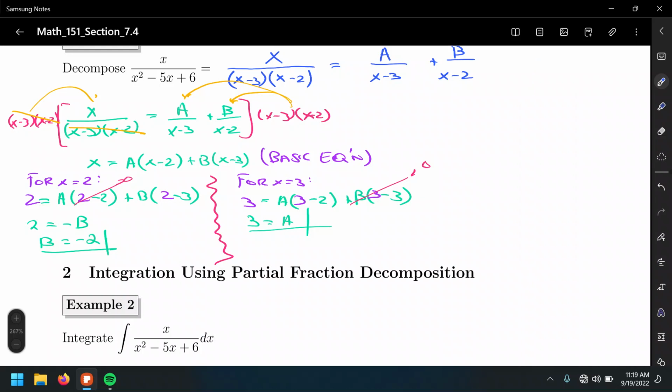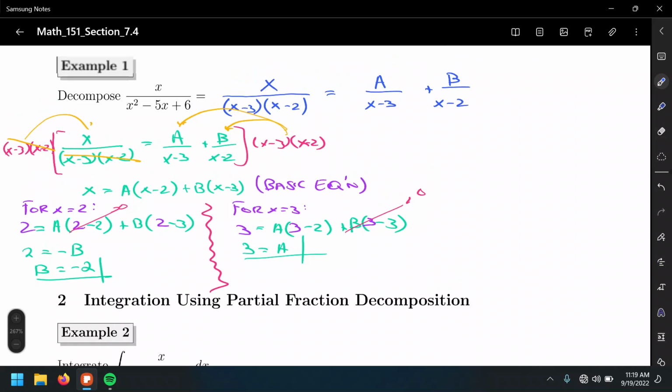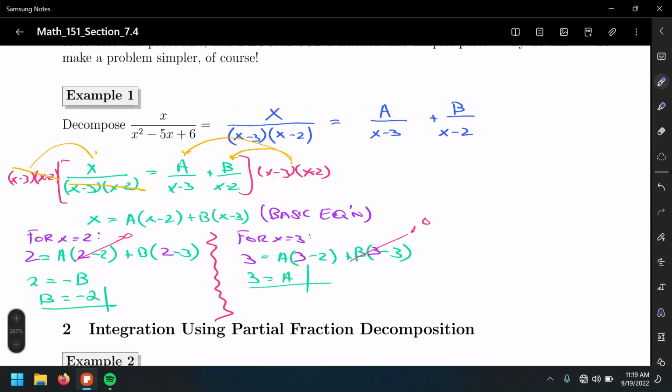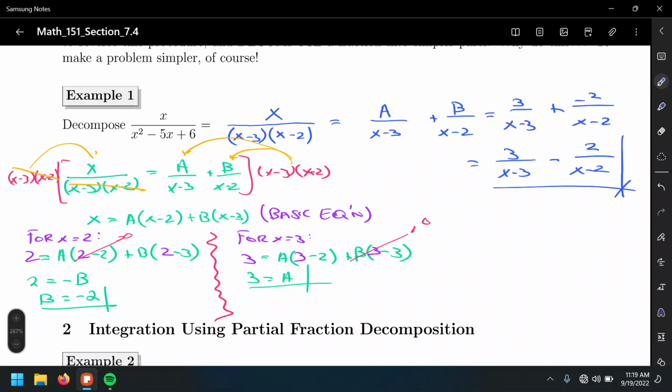So we found the constants a and b that give us this partial fraction decomposition. So let's just go ahead and plug them in where they correspond. So 3 over x minus 3 plus negative 2 over x minus 2. But well, let's clean up the signs right here: 3 over x minus 3 minus 2 over x minus 2.